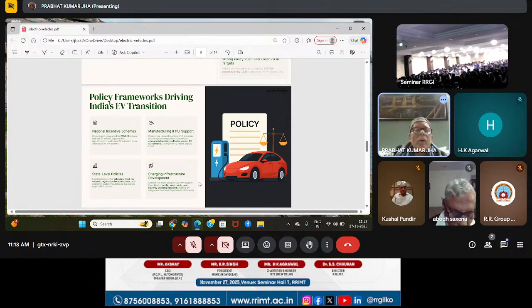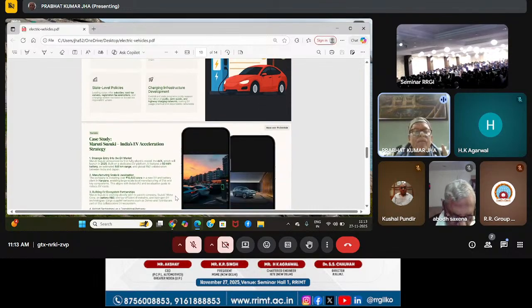So policy framework, every 2 minutes is there, beta, so I will take 2 minutes fully. Policy frameworks driving India's EV transition: national incentive scheme FAME 2 is there, manufacturing PLI, production linked incentive, is there, state level policies are there, that is road tax waivers, registration fee exemptions, etc. Charging infrastructure development is going on at a fast pace.